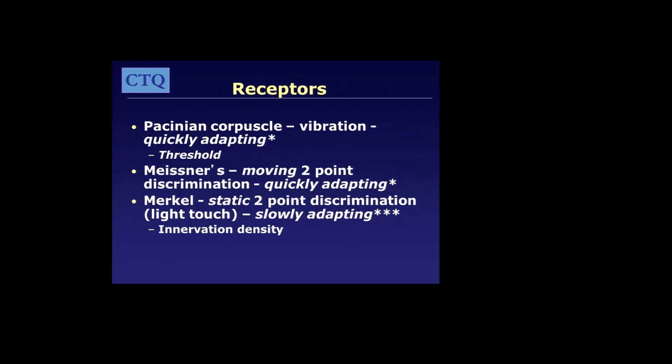Quickly adapting receptors, which are sensitive to vibration and threshold testing, are Pacinian corpuscles. Meissner's corpuscles are measured by moving two-point discrimination, and that's a measure of the quickly adapting fibers. And static two-point discrimination, or Merkel's receptors, are measured with light touch or static two-point discrimination, and they're a measure of the slowly adapting fibers, and that's a measure of innervation density.